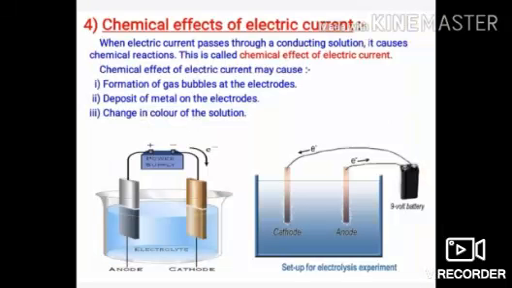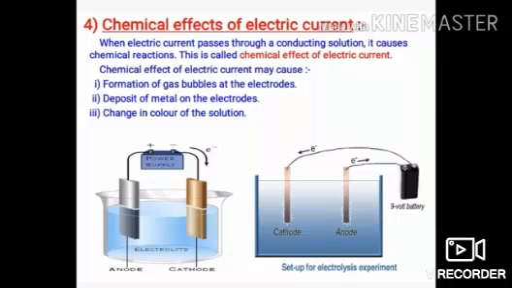Now let us understand the chemical effects of electric current. Michael Faraday, the scientist, began his experiments on the passage of electricity through liquids in 1834. He observed interesting chemical changes that take place when an electric current passes through a conducting solution. The chemical effect of electric current means that when the electric current passes through a conducting solution, it causes chemical reactions. It may cause, first, the formation of gas bubbles at the electrode, second, deposit of metal on the electrodes, and third, a change in the color of the solution.